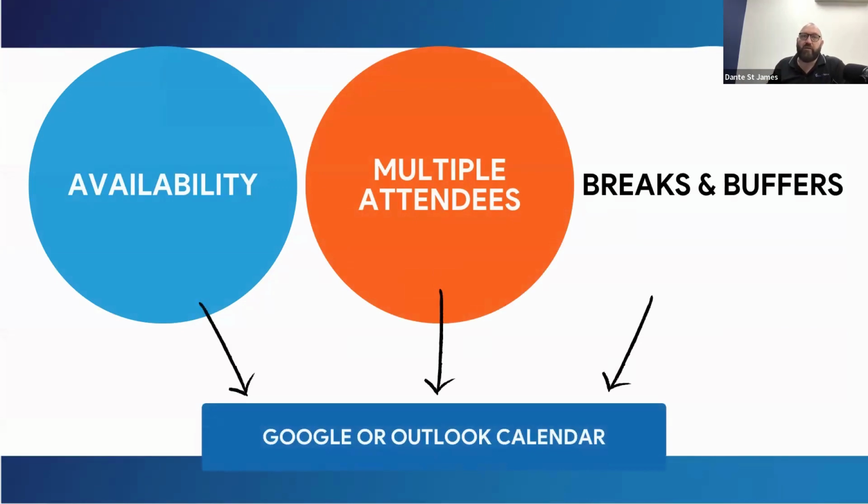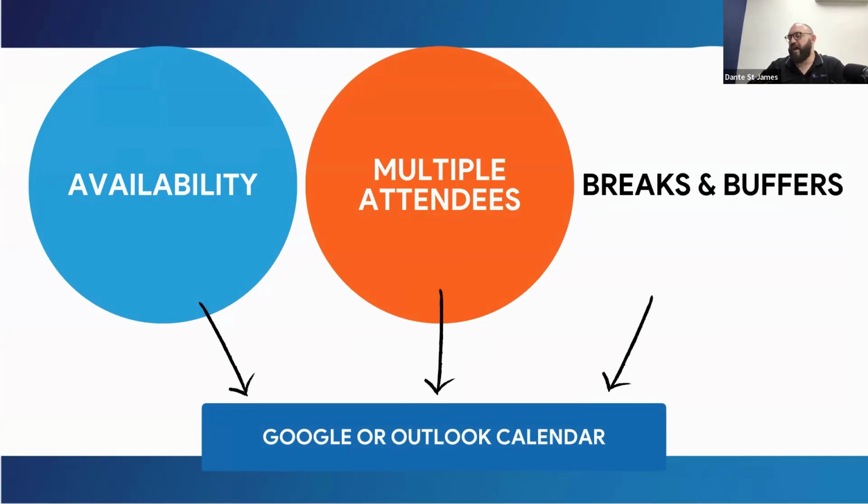What you're really looking for in a system like this is something that's going to show and sync your availability. You also want something that allows you to have multiple attendees. So if it's a workshop, you can take workshop bookings through here as well and have a limited amount of people that can book into that workshop. And it's good for putting in breaks and buffers.